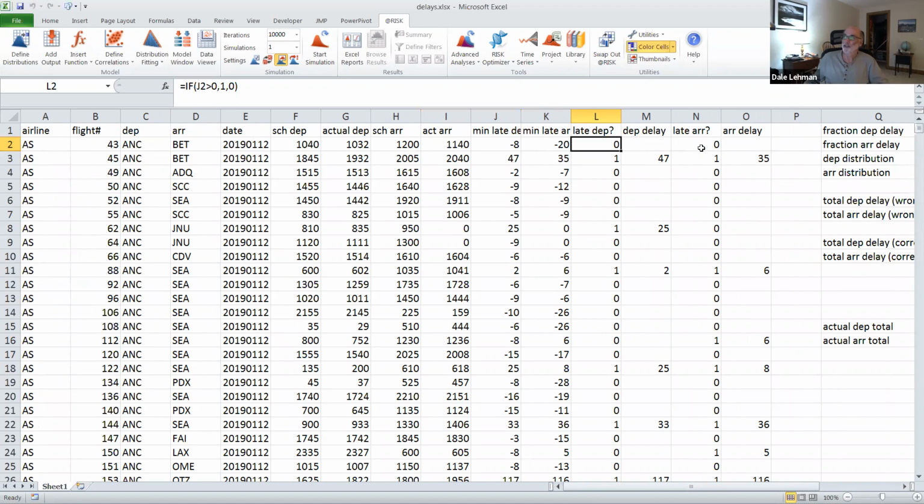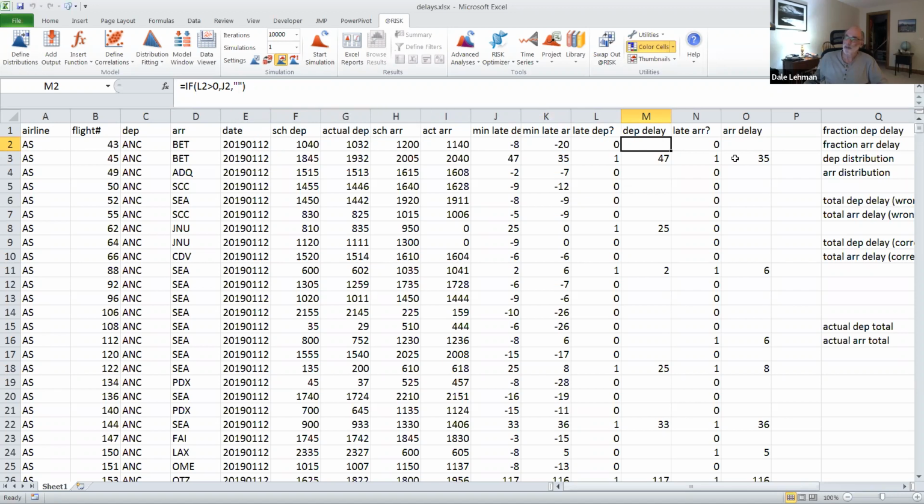Then I created some columns. Is there a late departure? If the number in J is greater than 0, I said it's 1, means that it is a late departure, otherwise 0. So the negative sign, it's not a late departure. This one was 47 minutes late, it was late. And then in the next column, I put an if statement that if it's a late departure, let me know how many minutes late. Otherwise, leave the cell blank.